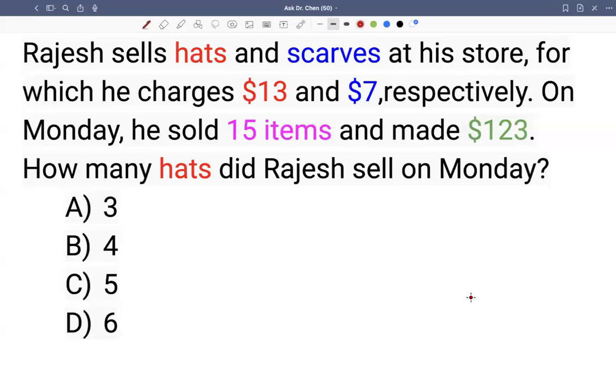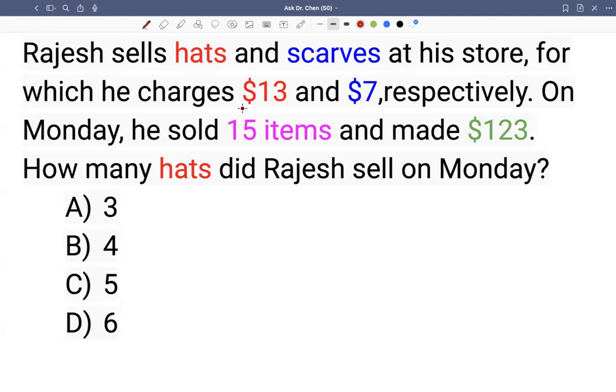This is an SAT question. The question requires a system of equations, so I'll show two ways of dealing with this. The question is saying someone is selling hats and scarves.